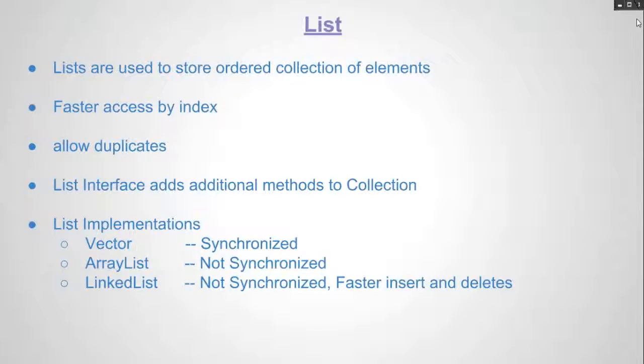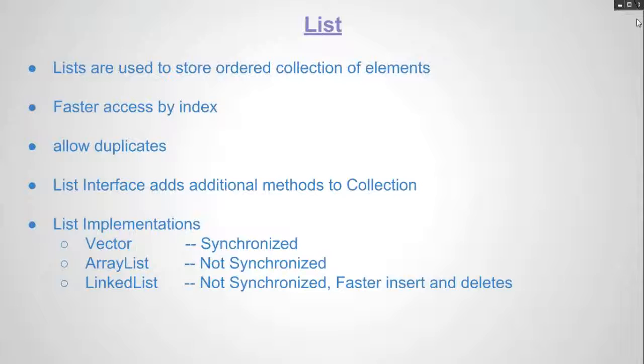There are different types of collections, as we see in lists and sets. Lists are used to store an ordered collection of elements. It will store the elements in the order that you have stored them, and similarly it will return the elements in the order of insertion. It will store the elements by index, so that you can access the elements faster by index. It will allow duplicate elements to be stored.